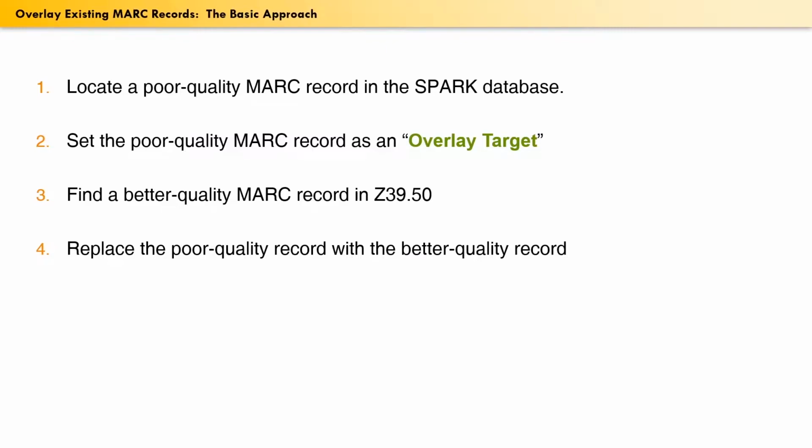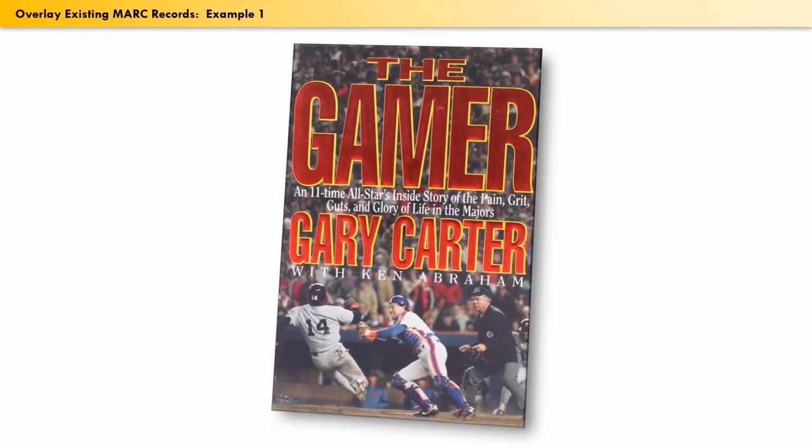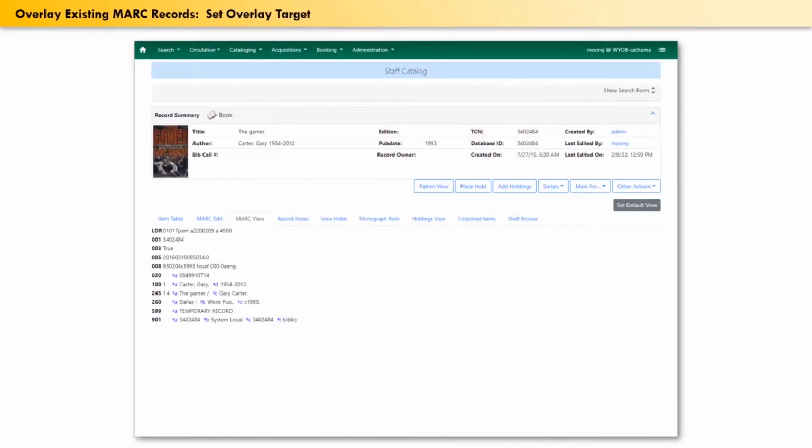For the first example, let's suppose that you need to catalog this item, an autobiography of a professional baseball player. The first thing that you would need to do is search through Spark to see if a MARC record already existed for the item, and if you did so, you would find this record. It looks a bit minimalistic. A temporary record, no doubt, and a perfect candidate for overlay.